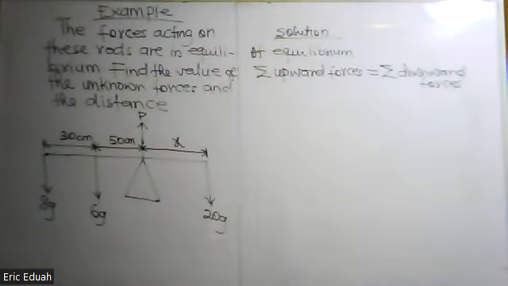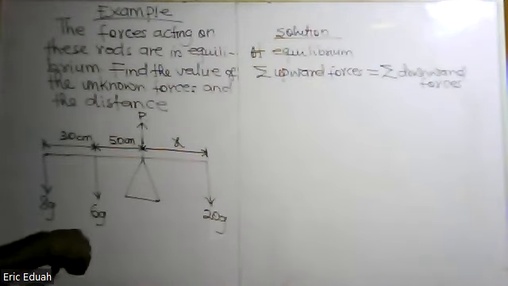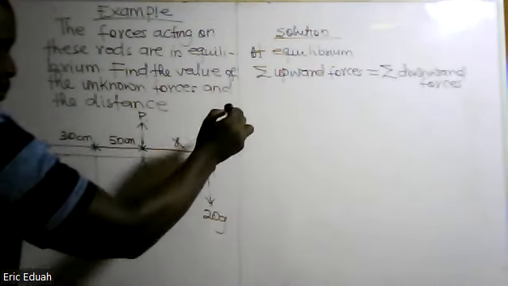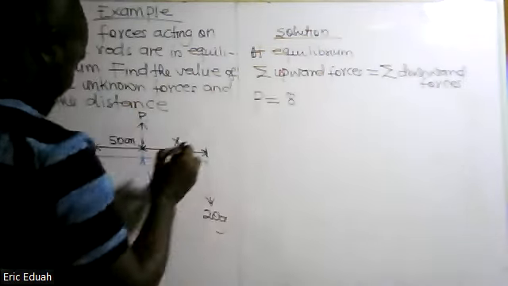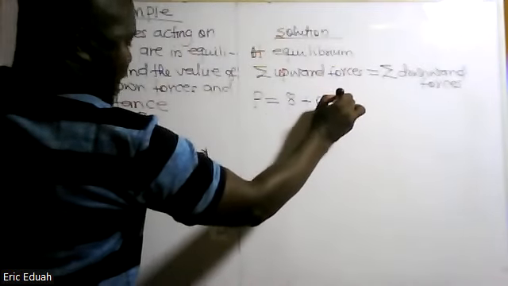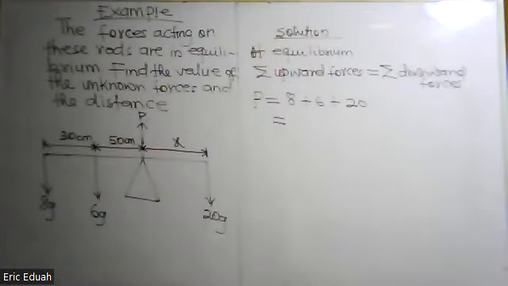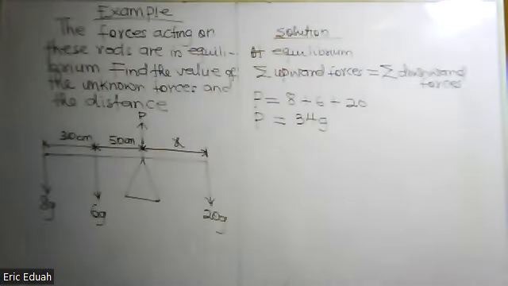So if the sum of upward forces must be equal to the sum of downward forces. Now let's come to the diagram. We have three forces or masses acting downwards, and it should be equal to the force upward. So it implies that P must be equal to 8 plus 6 plus 20, giving us 34 grams. So P is equal to 34 grams.